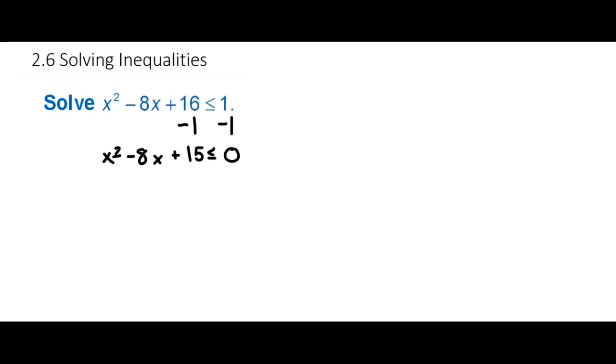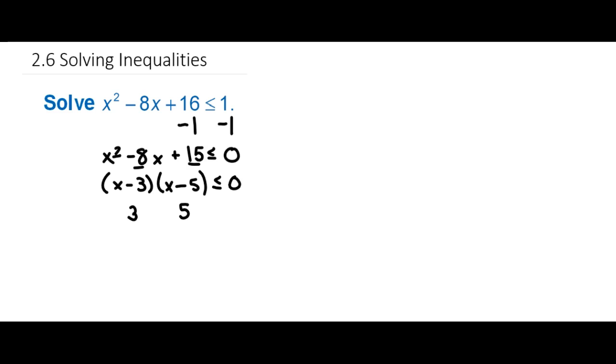So the next thing I'm going to want to do is factor that trinomial, and two numbers that multiply to give me positive 15 and add to give me negative 8 will both need to be negative, and those would be x minus 3, so negative 3, and negative 5 with x minus 5. So that means if this were an equality, my zeros would be positive 3 and positive 5.